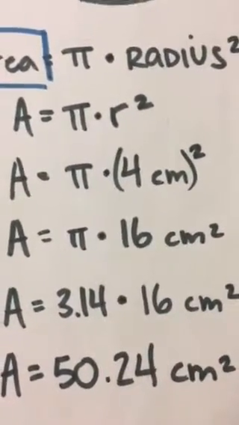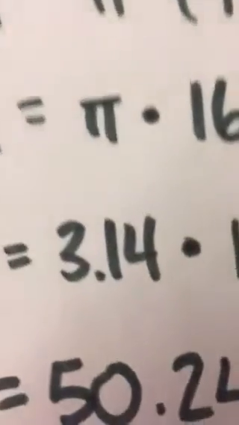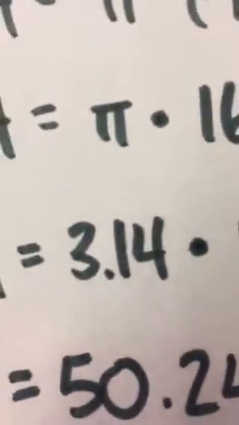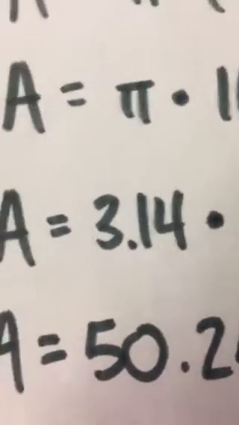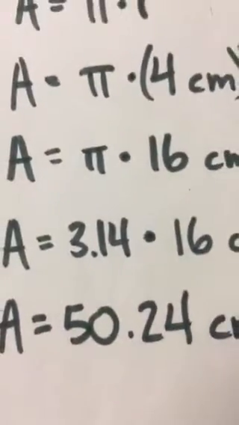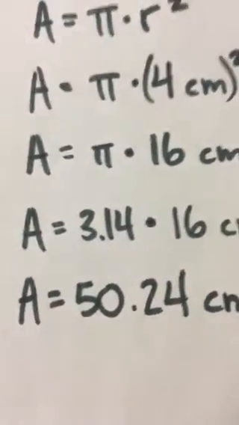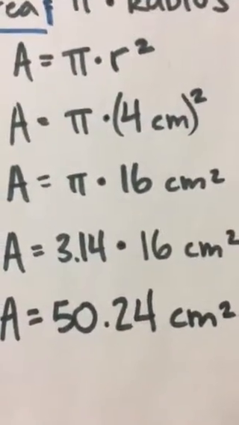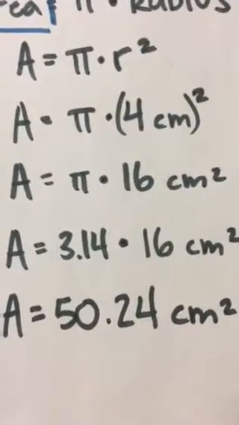And so we use 3.14 as our approximation for pi, even though, as you might know, pi goes on and on and on and on. But for this case, 3.14 is completely good enough.